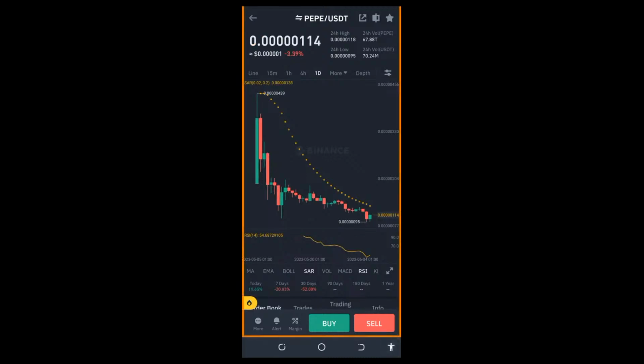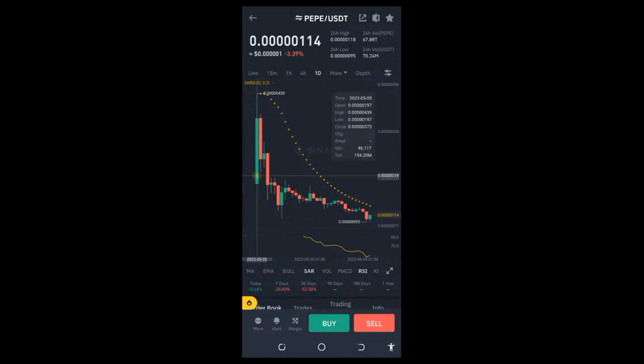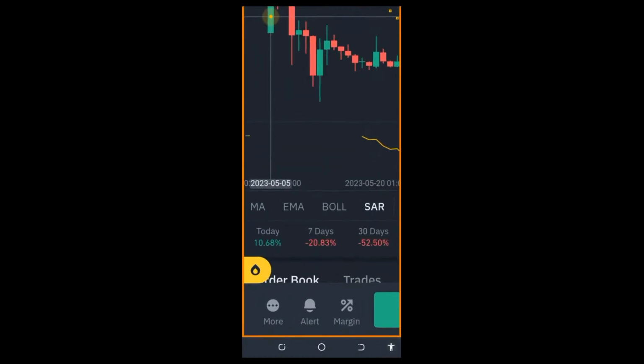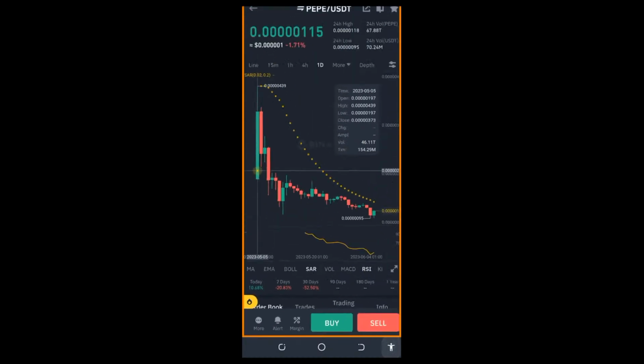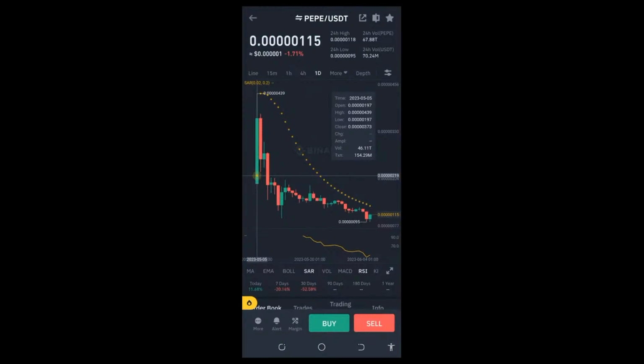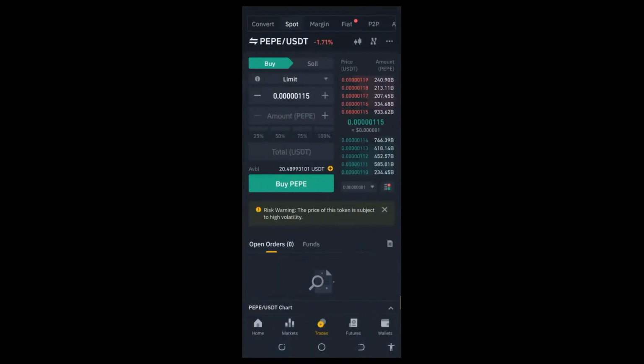Let me check when this one listed. I guess you can see the big pump, right? This was listed on the 5th of May, right? And as we're doing this recording, this is the 6th of June, just about a month ago. So that's it. It's still a new, fresh coin in the space.